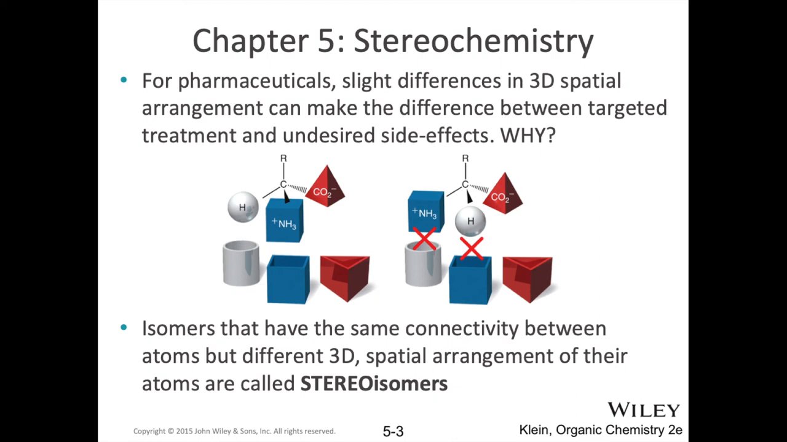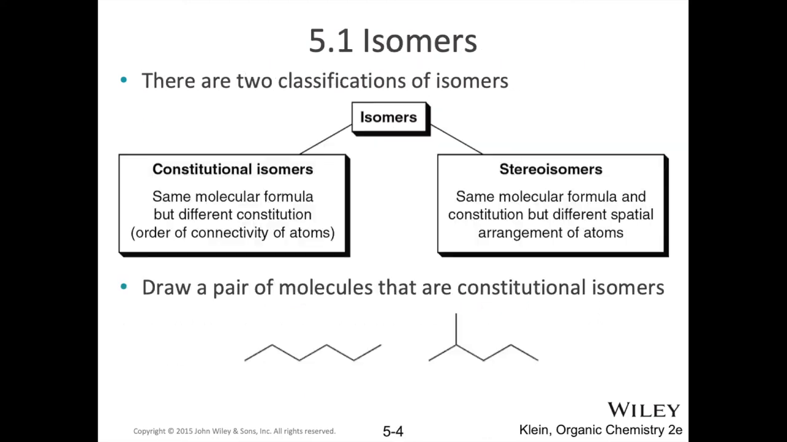We call these types of molecules, where we have the same connectivity, and therefore they're not constitutional isomers, but a different spatial arrangement, stereoisomers. Just to draw that distinction, if we look at constitutional isomers, remember we have the same molecular formula, and that's the definition of an isomer, right? It's two molecules that have the same molecular formula, but that are different somehow. In the case of constitutional isomers, there's different connectivity.